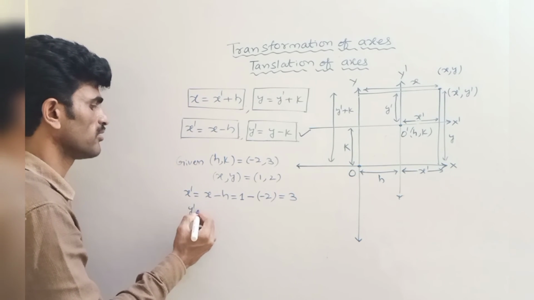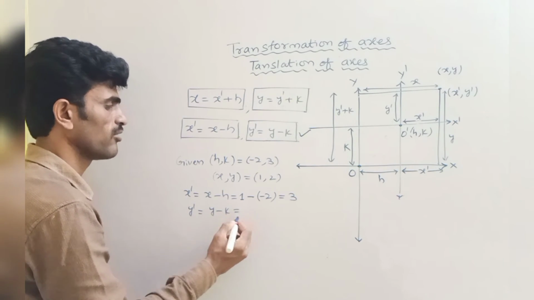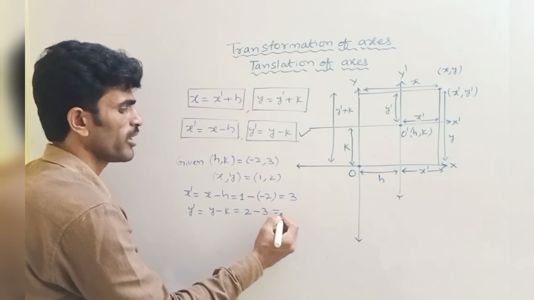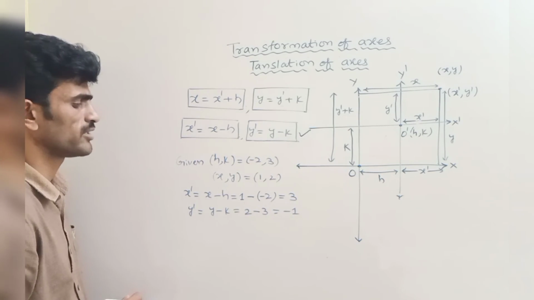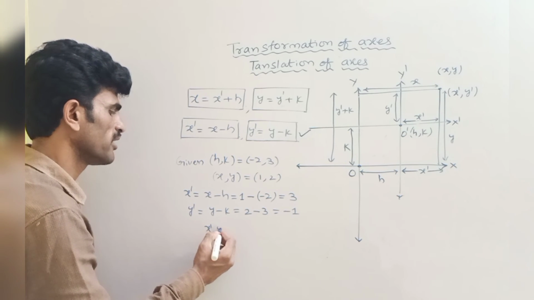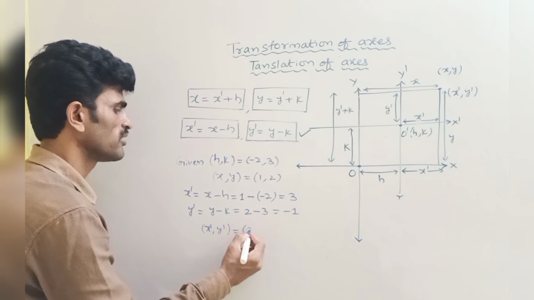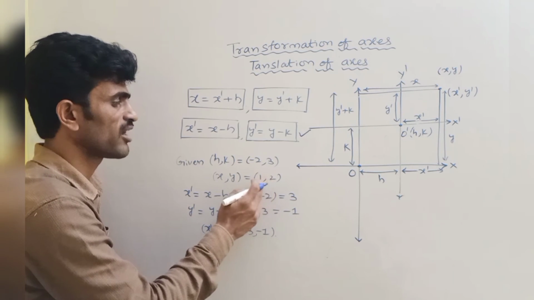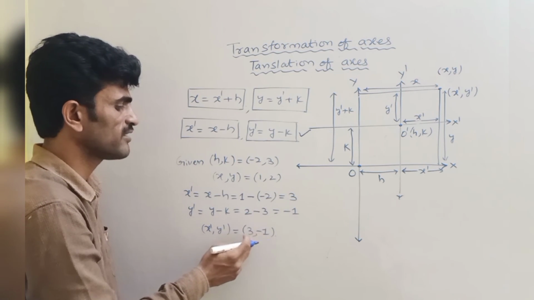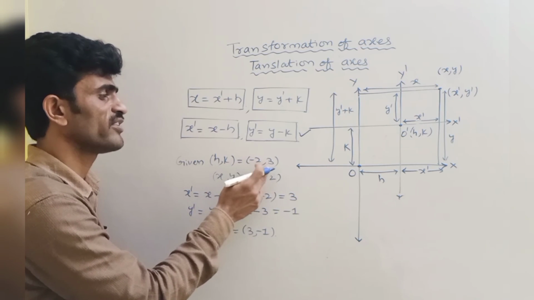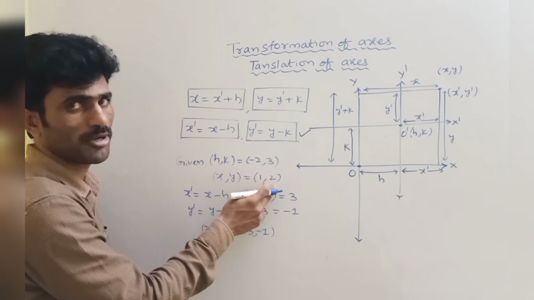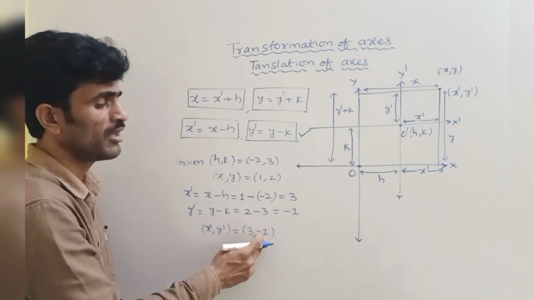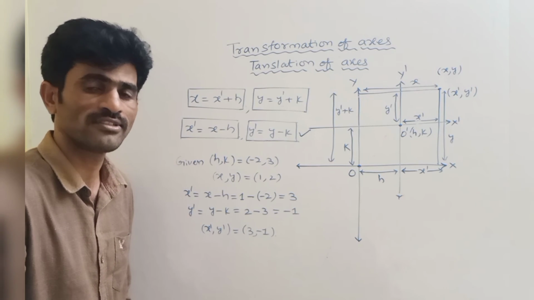Next, y dash is equal to y minus k. What is y here? 2. 2 minus k, and k is 3. 2 minus 3 is minus 1. So this is y dash. So x dash comma y dash is equal to 3 comma minus 1. So the coordinates of 1 comma 2 with respect to the new coordinate axis are 3 comma minus 1. Hope you all understood this. Thank you.